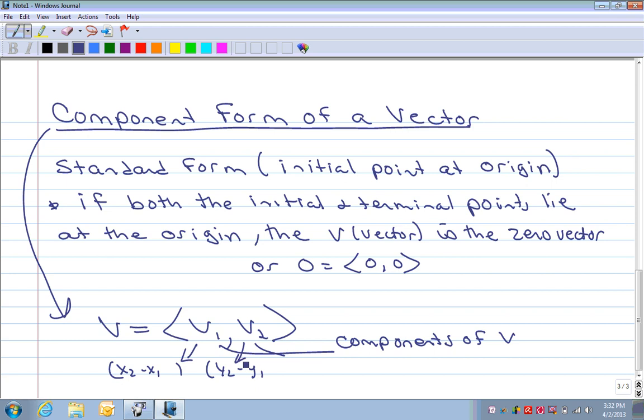We don't always use x and y's, we use other letters, whichever the points are. I'm going to give you some examples here in a minute of component form. I'm going to let you pause and go ahead and write this down, and then we'll go on.